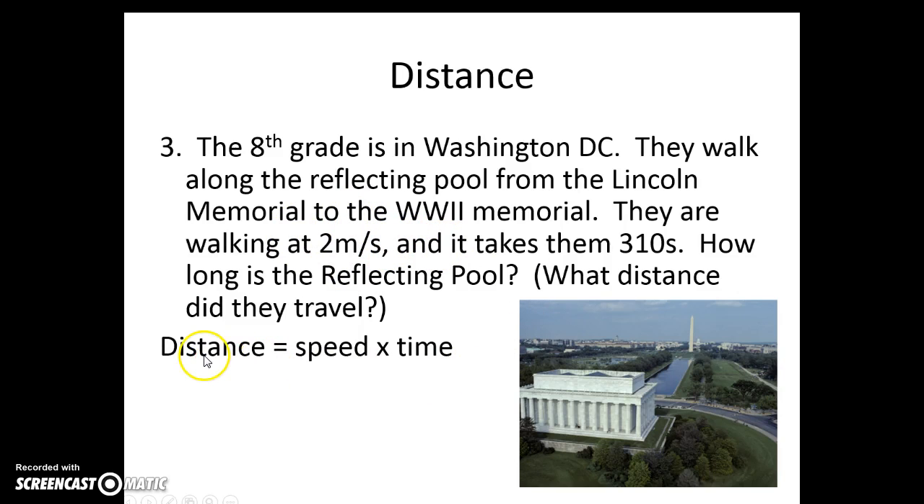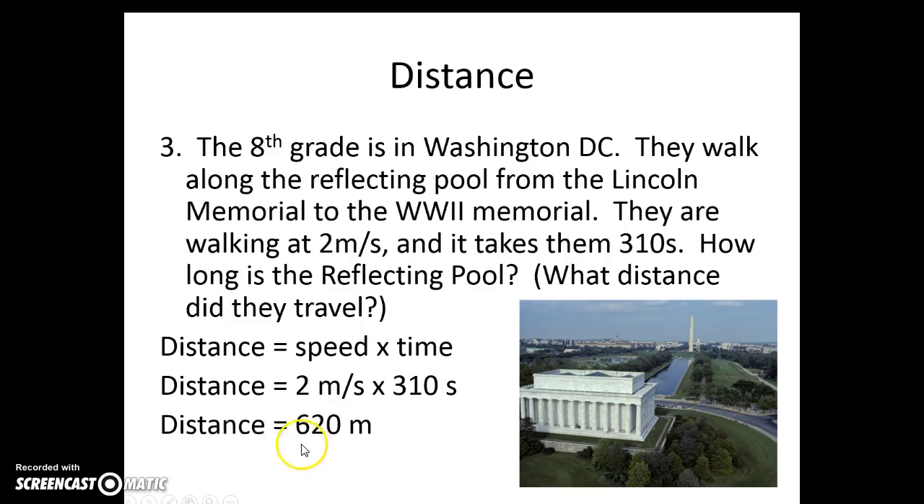Now we're going to write down our formula. Distance is equal to speed times time. Plug it in. Here's your speed. Here's your time. Write it down. Distance is equal to 2 meters per second times 310 seconds. Grab your calculator or put on your mental math, and here is your answer. The distance that we traveled is 620 meters.